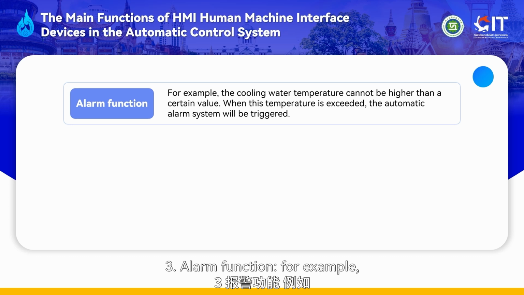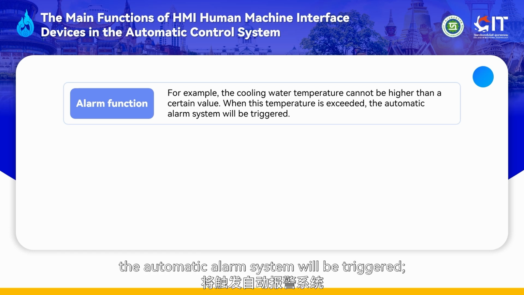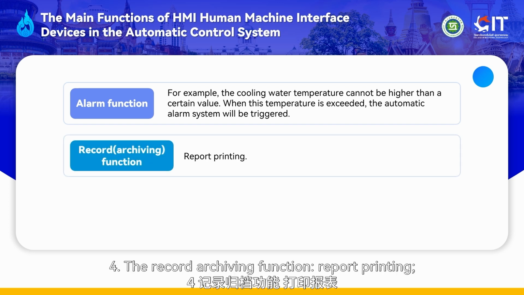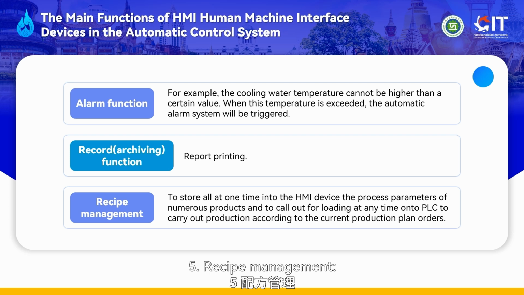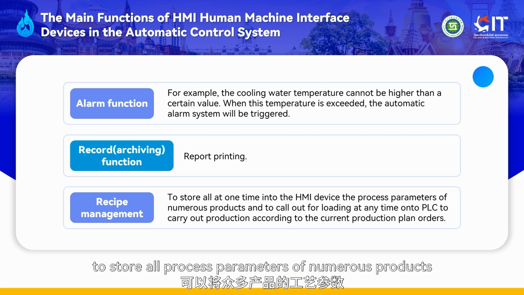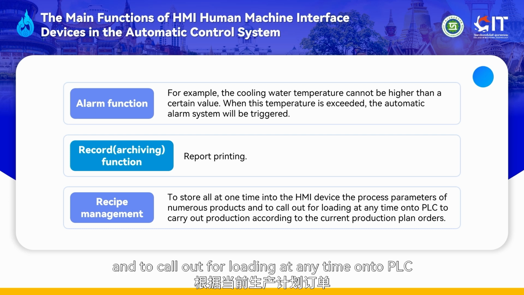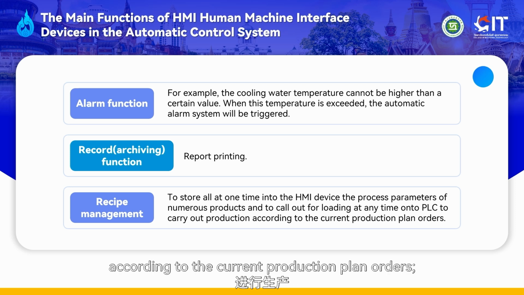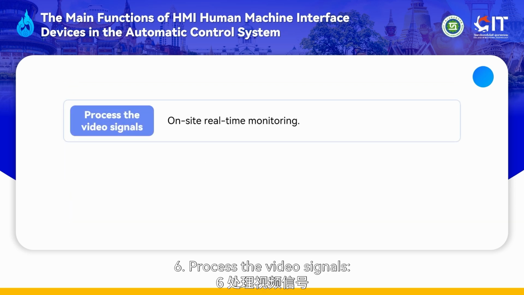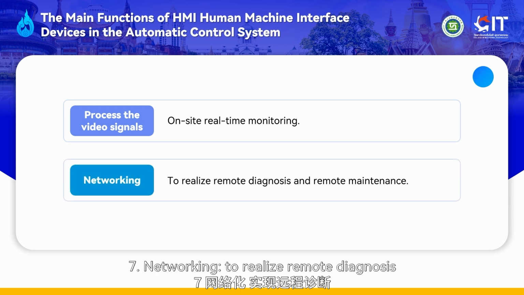3. Alarm function. For example, the cooling water temperature cannot be higher than a certain value. When this temperature is exceeded, the automatic alarm system will be triggered. 4. The record archiving function, report printing. 5. Recipe management. To store all process parameters of numerous products at one time into the HMI device, and to call out for loading at any time onto PLC to carry out production according to the current production plan orders. 6. Process the video signals, on-site real-time monitoring. 7. Networking, to realize remote diagnosis and remote maintenance.